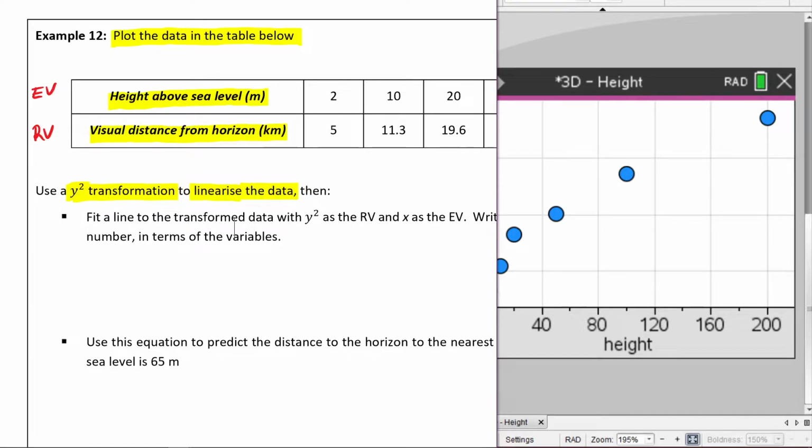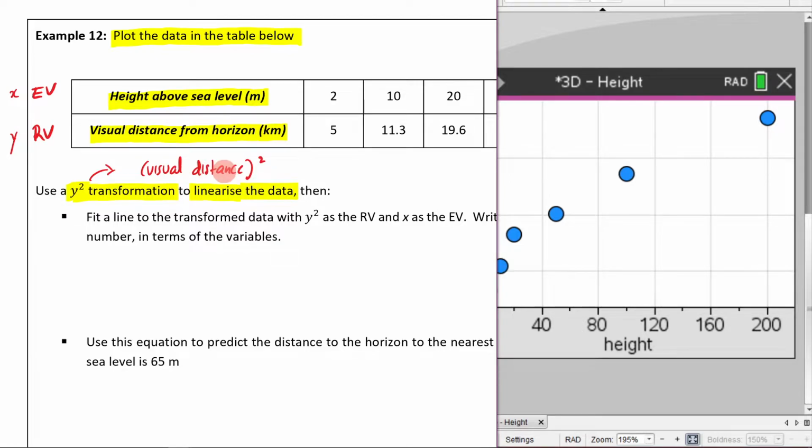My response variable is my y, and the explanatory variable is my x. So y-squared means I'm going to take the visual distance and I'm going to square it. When I have a variable which is two words, I put them in brackets and then square it. That's saying I'm squaring this whole thing. If I just put the squared next to the distance, it just looks like I'm squaring the distance and not the whole thing there. So just be aware of that as well.